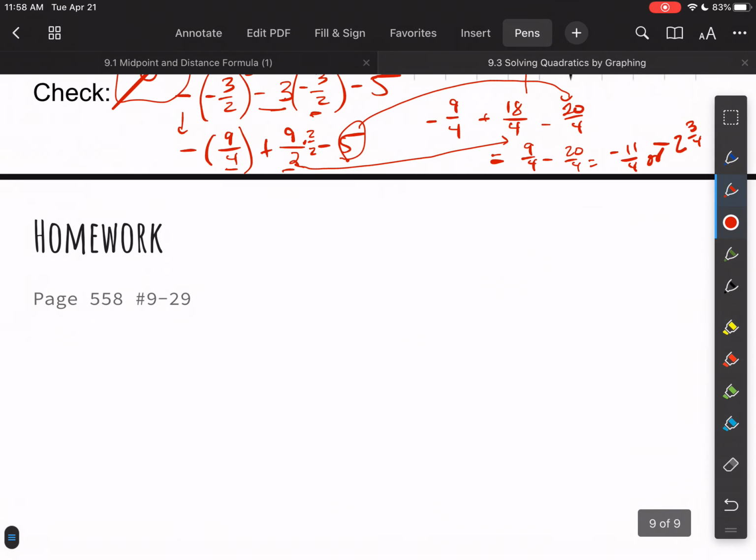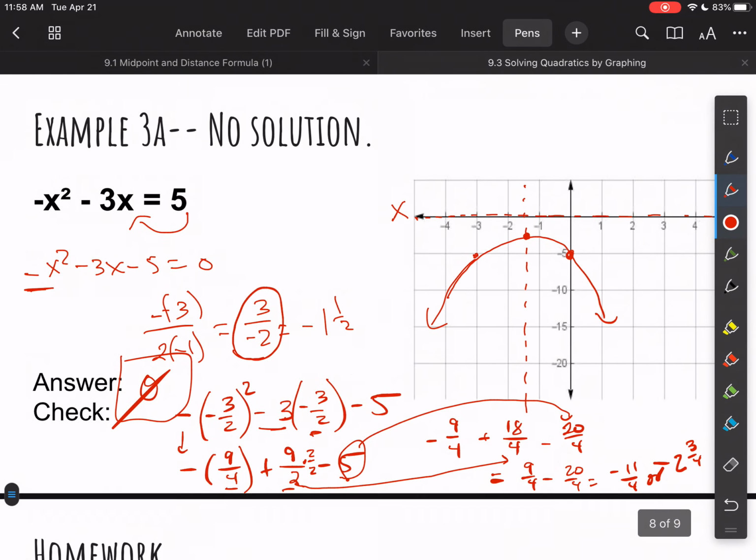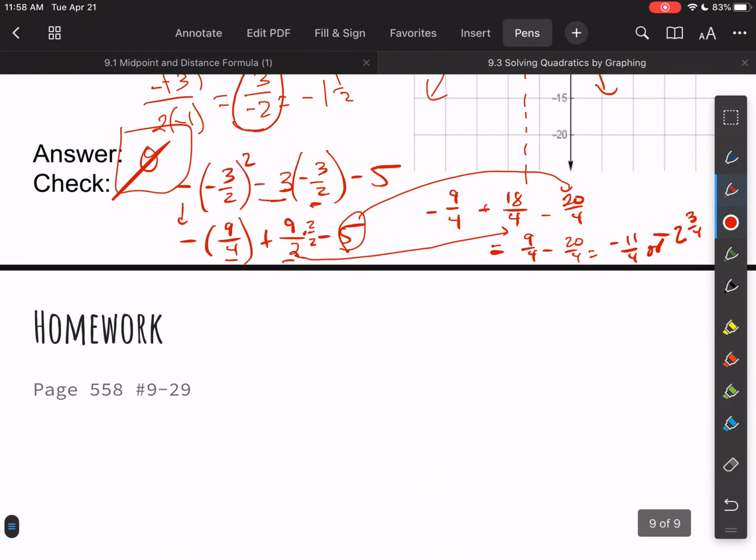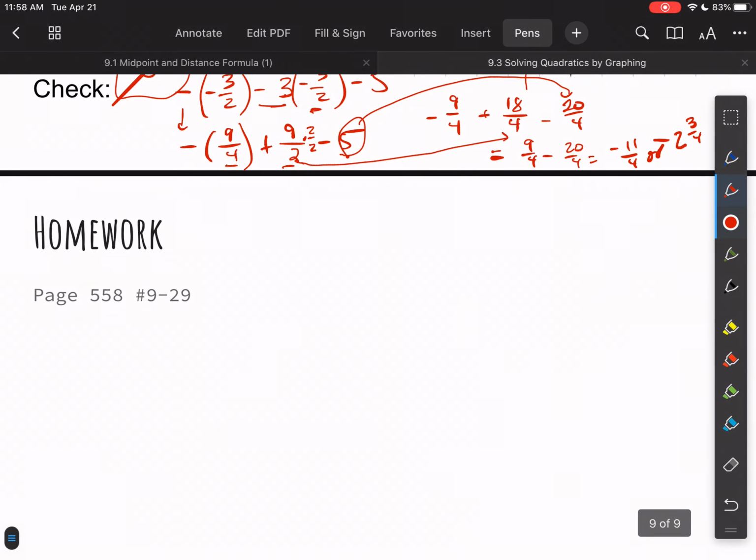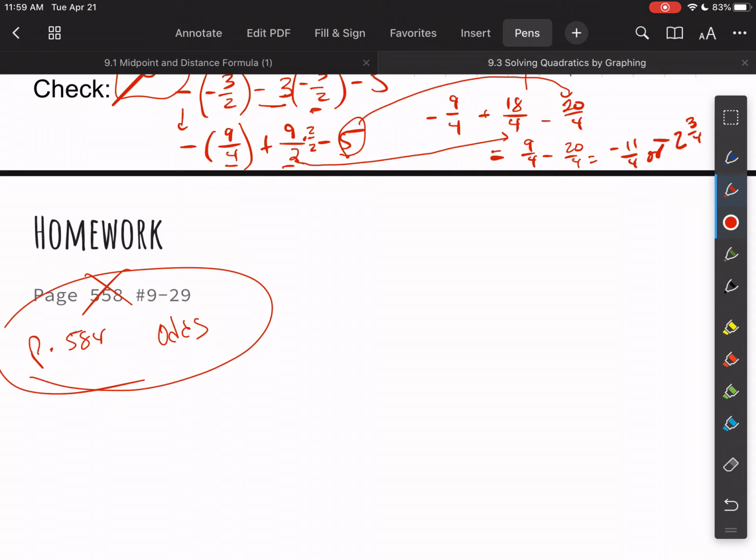And I think that's it, guys. There's another example possibly in your notes, but I'm not going to go over it here. The homework is 9 to 29 odds. I don't believe this page number is correct, but I did give you guys a homework sheet. The page number, I can look at this real quick, is page 584. So page 584, do 9 through 29 odds. It's on the homework sheet.